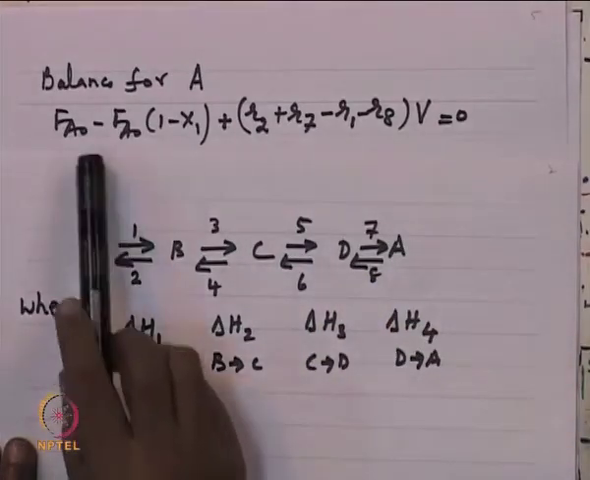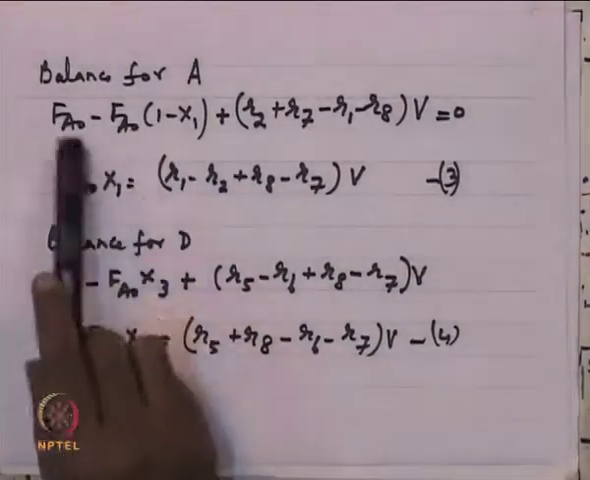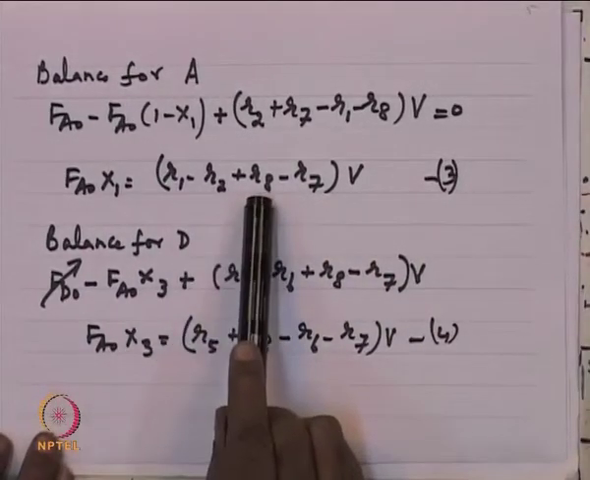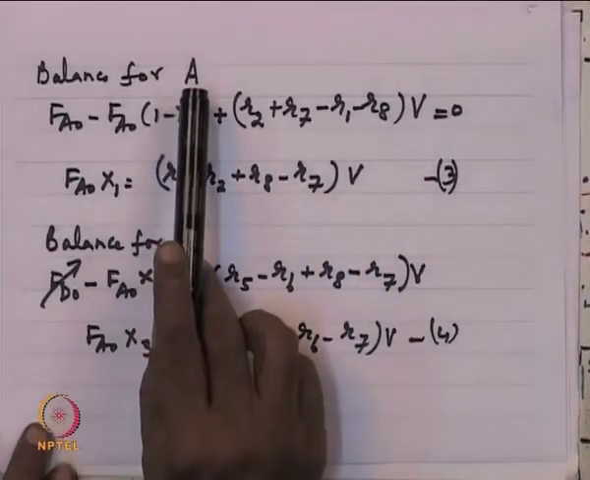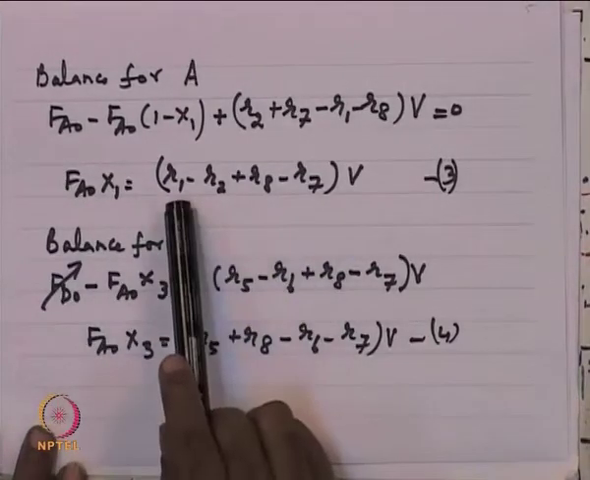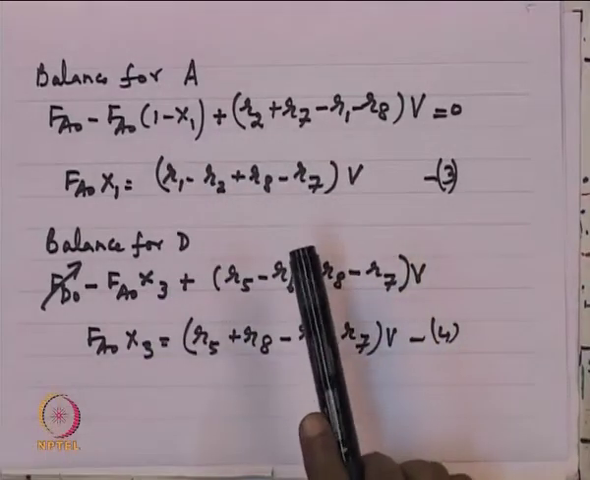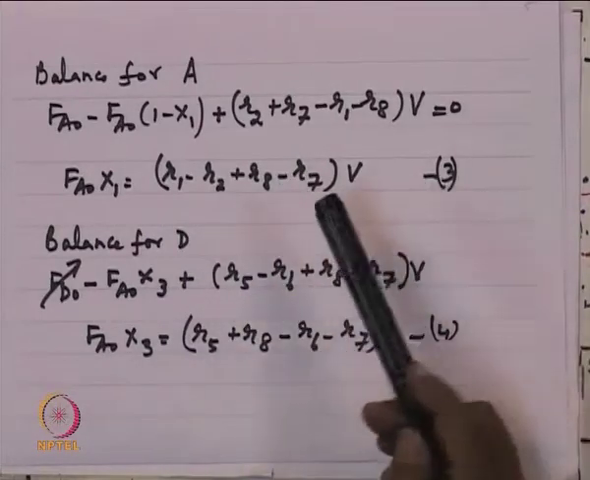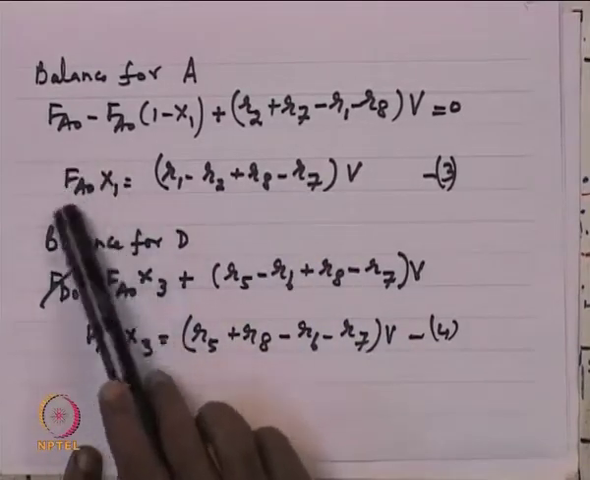So, from this what you get is the following: FA0 X1 on the left hand side, and I have just taken the rest to the other side, therefore R1 minus R2 plus R8 minus R7, multiplied by V. So, essentially the material balance on A gives us FA0 X1 on one side, and R1, R2, R8, R7 on the other. You notice here that even though we do not know what R1, R2, R8 and R7 are because the reactions are instantaneous, the right hand side becomes equal to FA0 X1, but FA0 X1 is measurable.